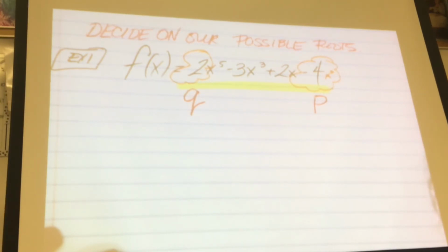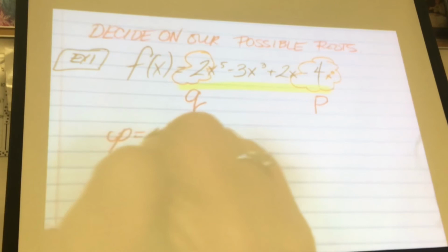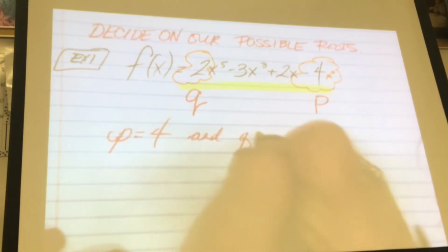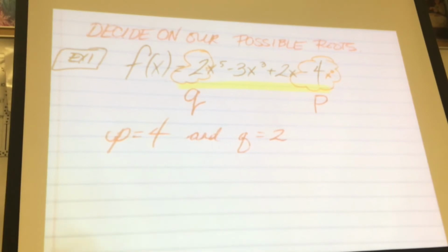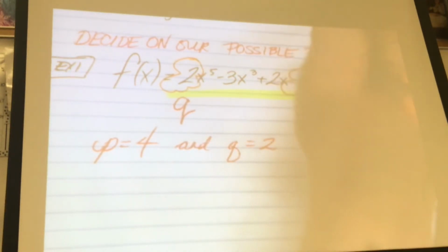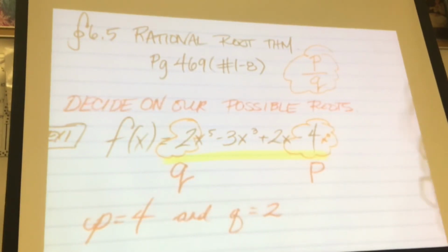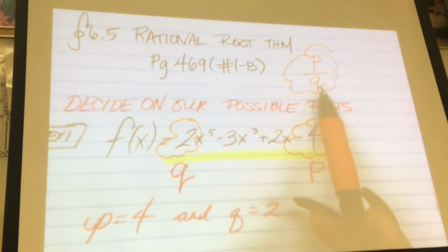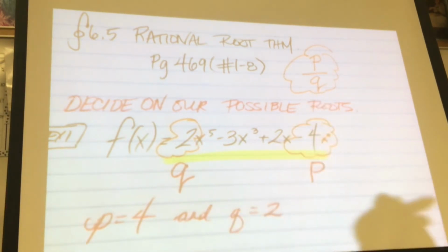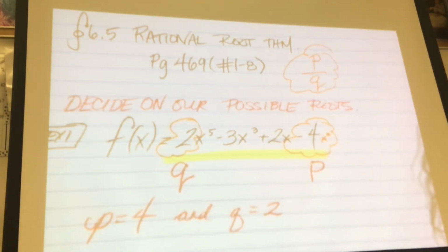And all I have to do, since I know my P is 4 and my Q is 2, is write all the factors of 4 divided by all the factors of Q. So the rational root theorem is basically P divided by Q. That's what the rational root theorem is. It allows me to take all of the factors of P, divide them by all the factors of Q, and all those numbers are possible roots. Listen to what I said: possible roots. Not all of them are going to be roots.